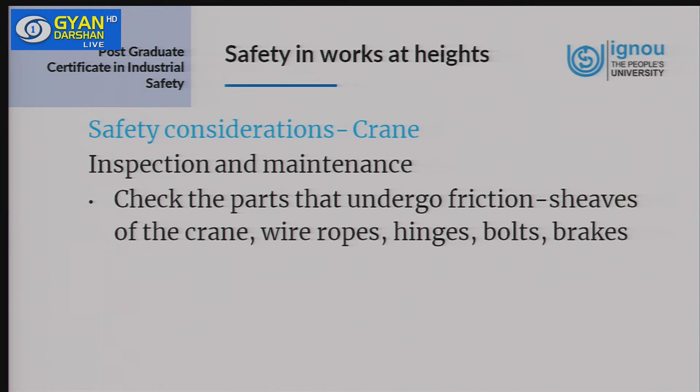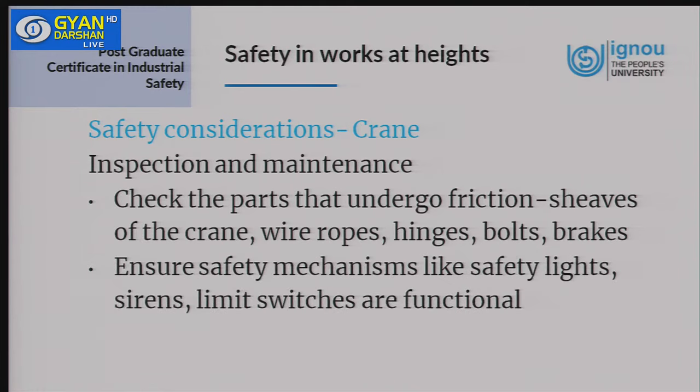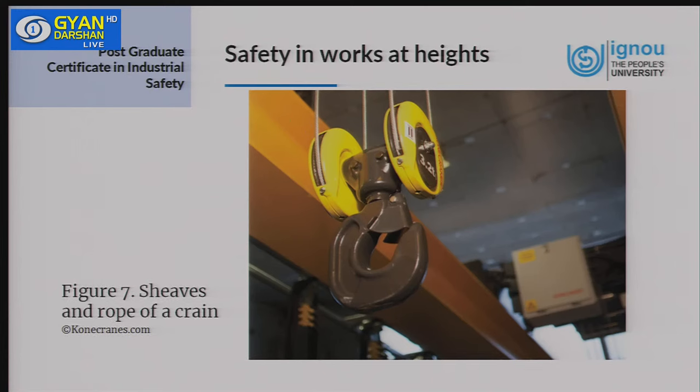And then any part that undergoes friction, the sheaves of the crane, wire ropes, hinges, bolts and brakes, have to be given special consideration and care. And the safety mechanisms like safety lights, sirens and limit switches, whether they are functional or not, have to be checked. This is an example of the sheaves and rope of a crane. This is very crucial, and is one part that has to be thoroughly checked before using the crane for any lifting activity on the site.